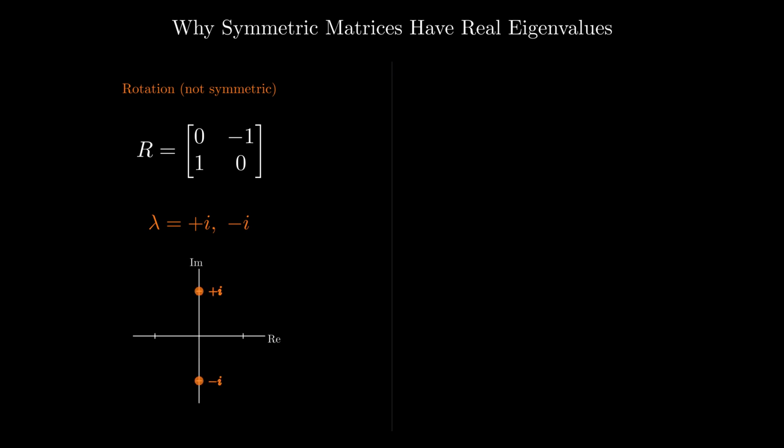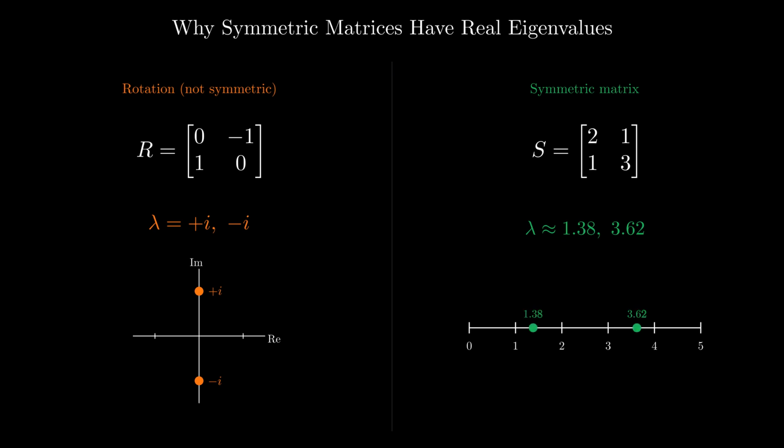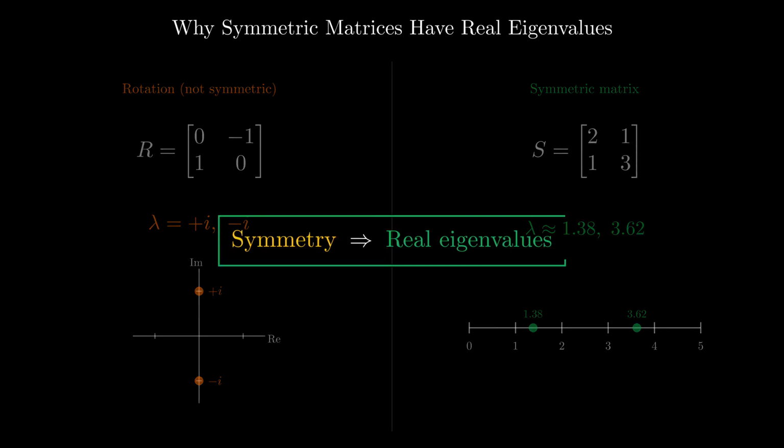Here's a puzzle. The 90-degree rotation matrix with entries 0, negative 1, 1, and 0 has eigenvalues plus i and minus i, purely imaginary numbers. But this symmetric matrix, where the off-diagonal entries match, has eigenvalues approximately 1.38 and 3.62, perfectly real. Both matrices have real entries, yet the moment we impose symmetry, every eigenvalue snaps onto the real number line. Symmetry has a secret. Let's chase it down.